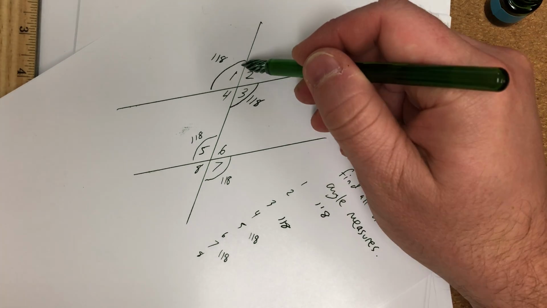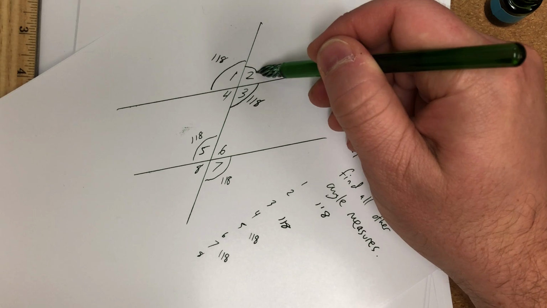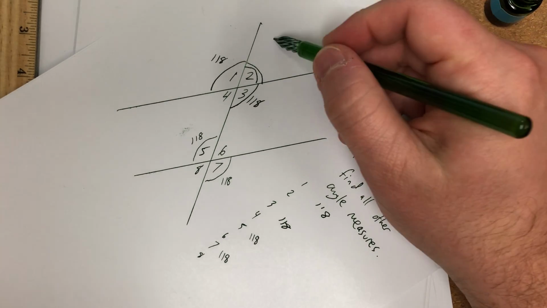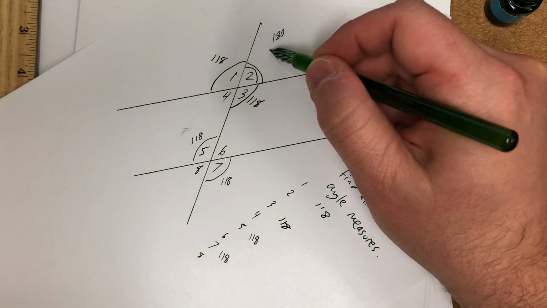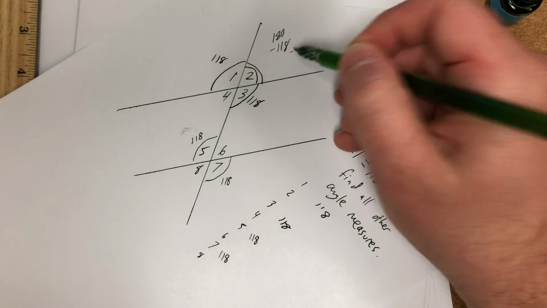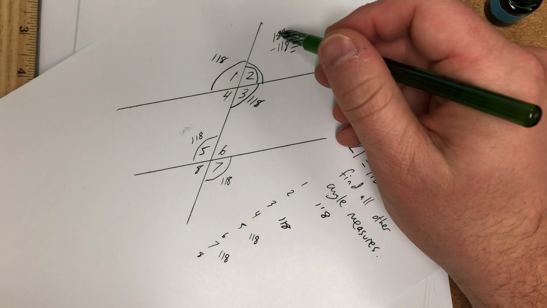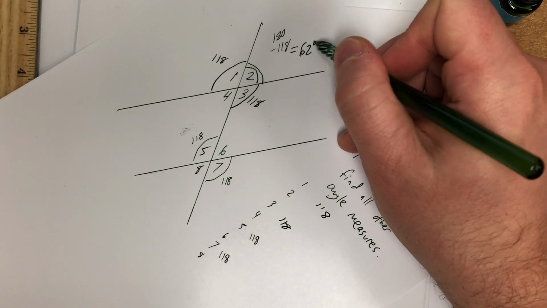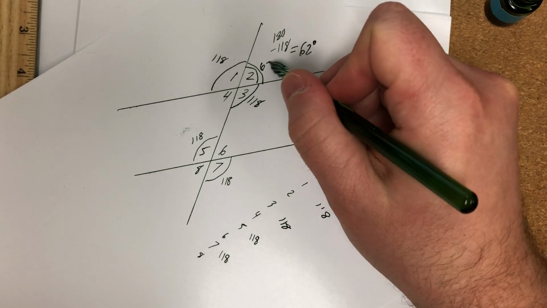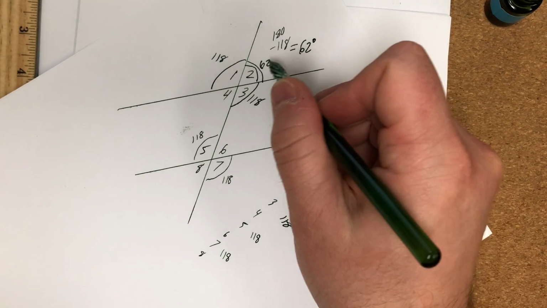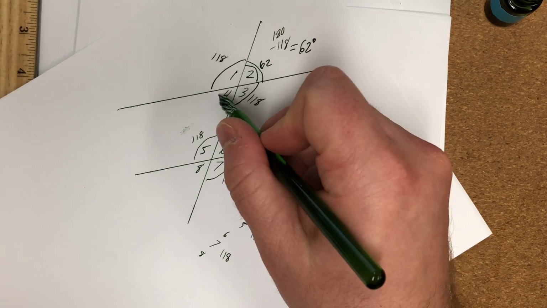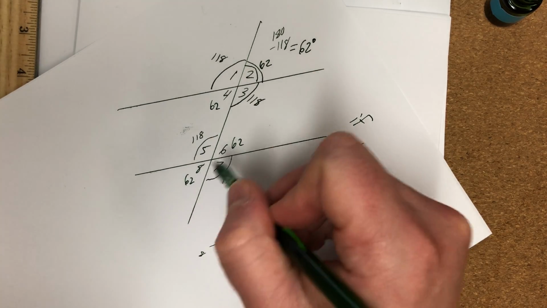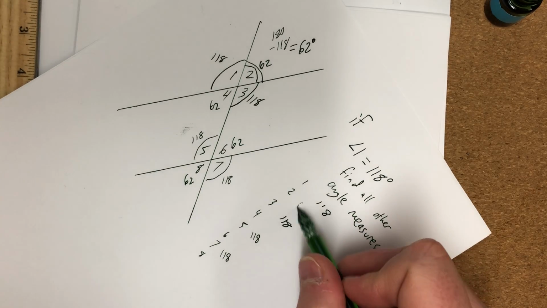So let's see. Well, if that's 118, what's 2 gonna have to be? Well, they have to add up to 180. So whatever 180 minus 118 is, that's gonna give us our leftover. I think 72, no, 62. So 62. I should be writing degrees on all these, but hey, if that's 62, then that's 62, then that's 62, then that's 62. They're all just, that's it.